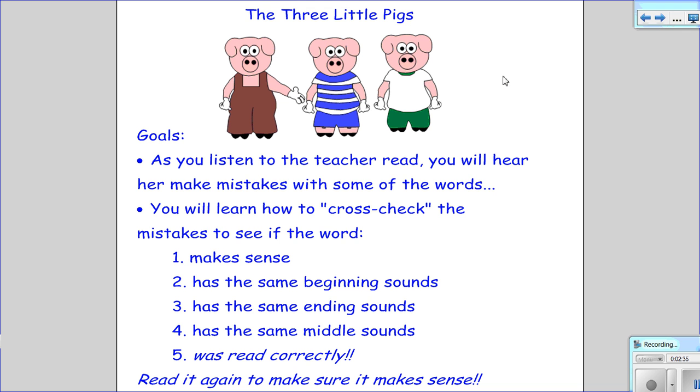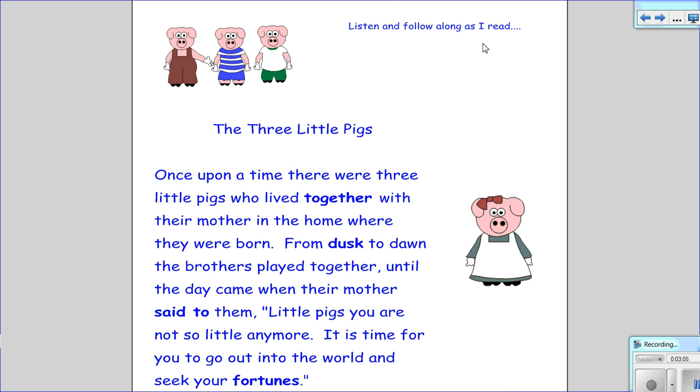Let's take a look at the Three Little Pigs. We're going to be reading the Three Little Pigs to help us reach our goals. As you listen to the teacher read, you will hear her make mistakes with some of the words. You will learn how to cross-check the mistakes to see if the word makes sense, has the same beginning sounds, has the same ending sounds, has the same middle sounds, was read correctly, and then you're going to read it again to make sure that it makes sense. So listen and follow along as I read this story.